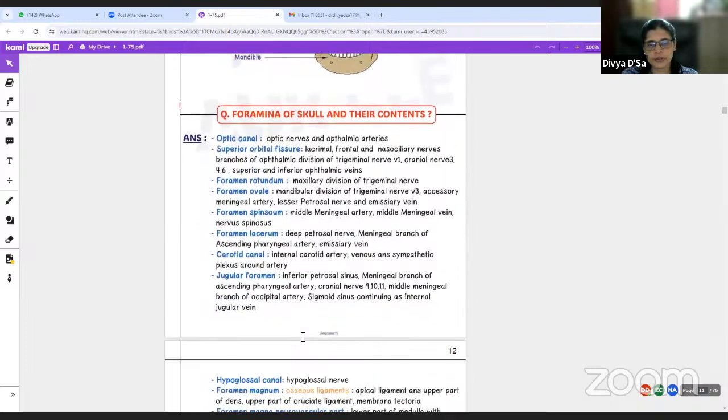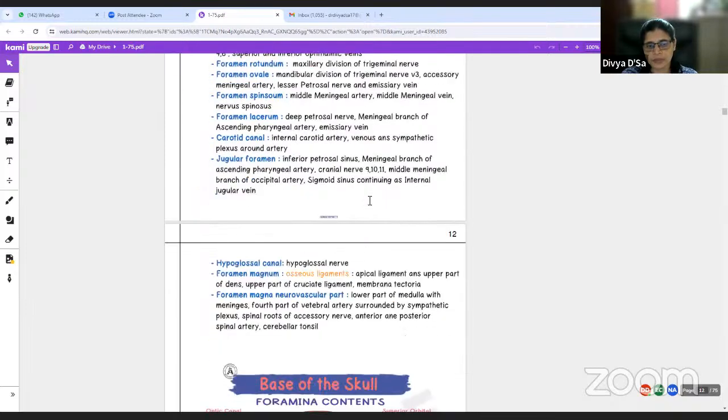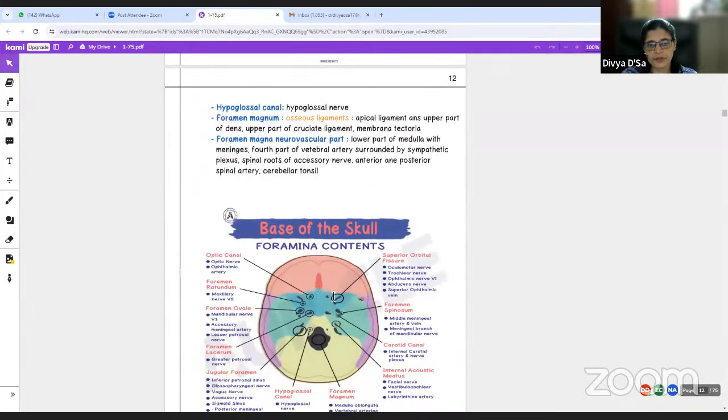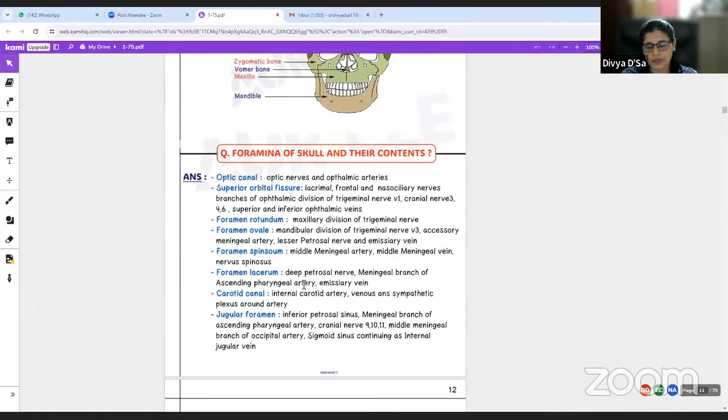Next important thing you need to know is the foramina. That is very important. It is asked as a spotter. Some of the foramina are also asked as a 3-mark question. Okay, so the optic canal. In the base of the skull here, in the front, you will see the optic canal. The optic nerve and the ophthalmic artery will be passing through that.